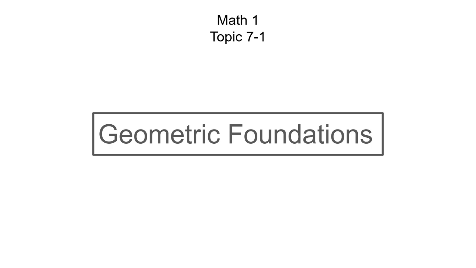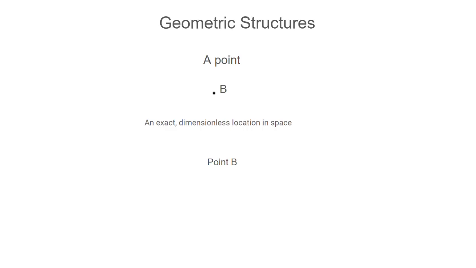Hello and welcome. Today we're going to lay the foundations for the rest of geometry. First, for this unit, we will define some vocabulary and symbols, starting with points. A point is defined to be an exact, dimensionless location in space, meaning it is zero-dimensional, only consisting of location.